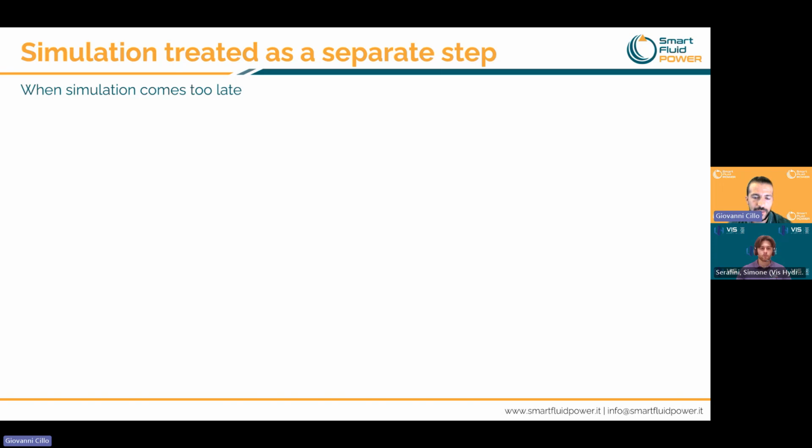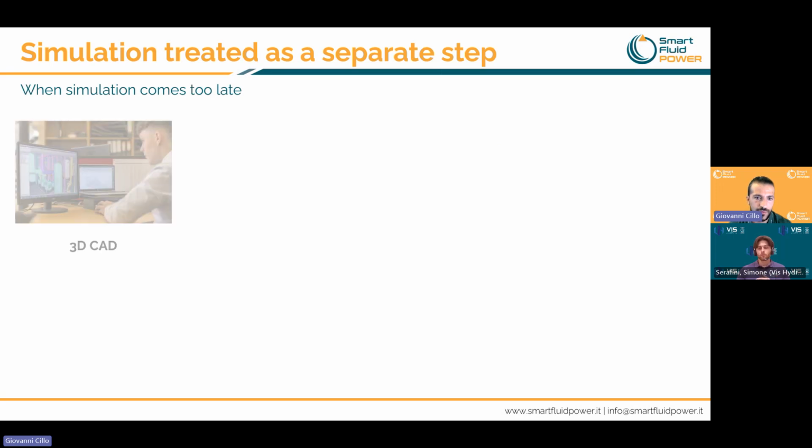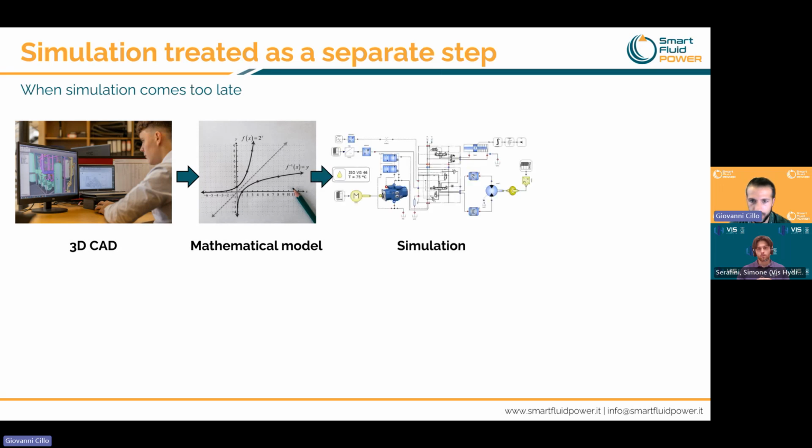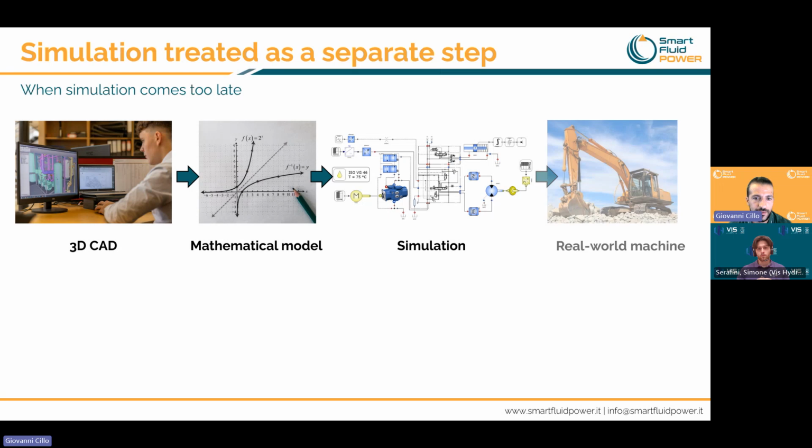If we look at the typical process followed by many companies that use simulation, we can recognize a common sequence, starting from 3D CAD, building a mathematical model of the system, moving on to dynamic simulation or to simulation in general, and finally reaching the behavior of the real machine. This approach already represents a step forward compared to a development process based purely on physical prototypes, as it allows to anticipate, as I said, part of the design validation.